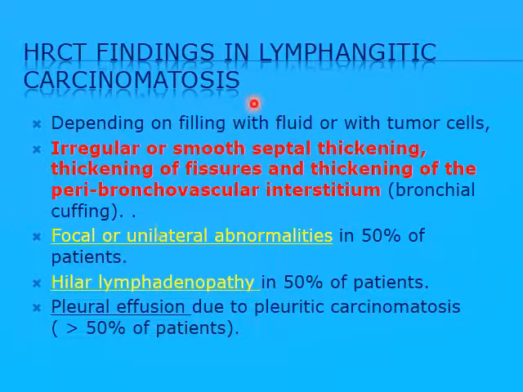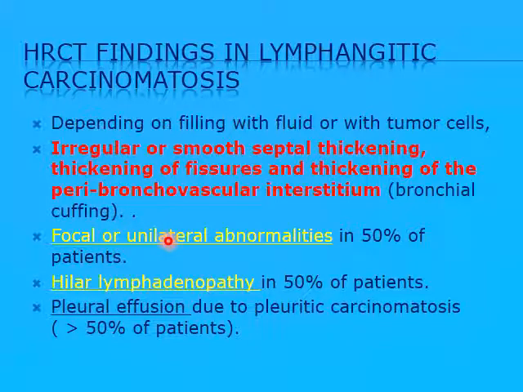What are the stigmata, or the findings, in high resolution CT? We can see irregular or smooth septal thickening of the fissures and thickening of the peribronchovascular interstitium. This is the perilymphatic region.